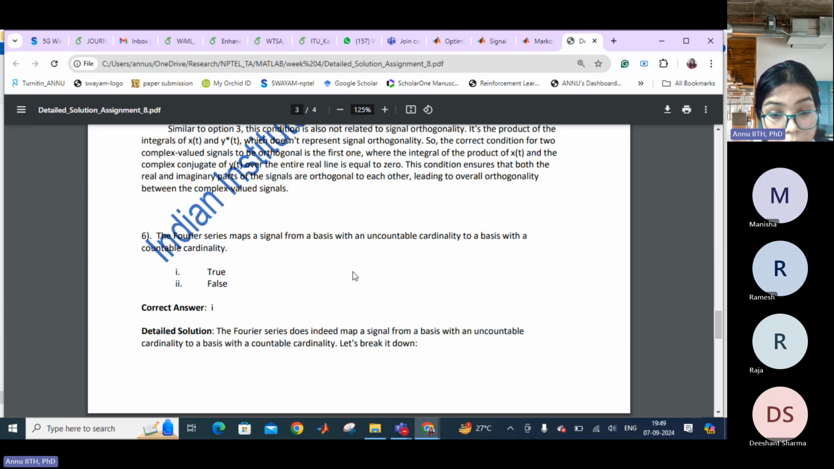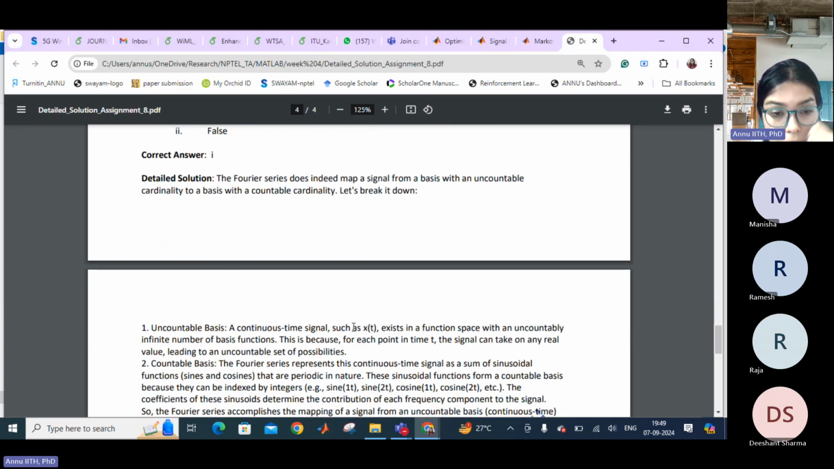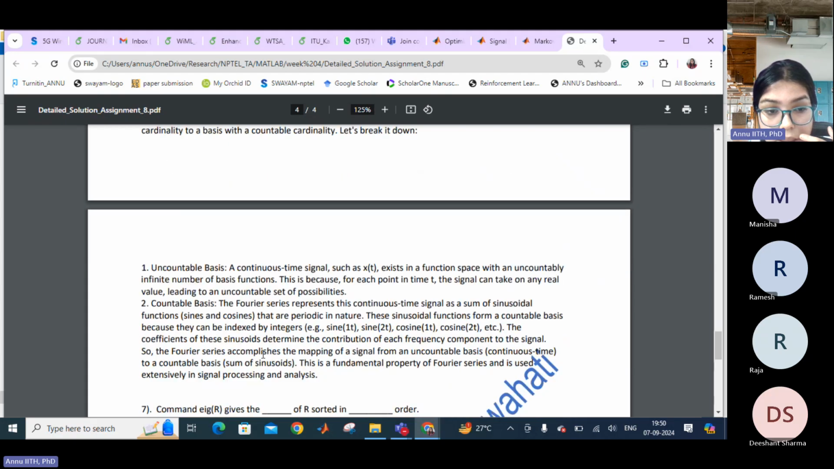So let's break it down: countable and uncountable. A continuous time signal such as x(t) exists in a function space with an uncountably infinite number of basis functions. This is because for each time point t, the signal can take any real value, leading to an uncountable set of possibilities. The countable basis is the Fourier series, which represents continuous time signals as a sum of sinusoid functions that are periodic in nature.